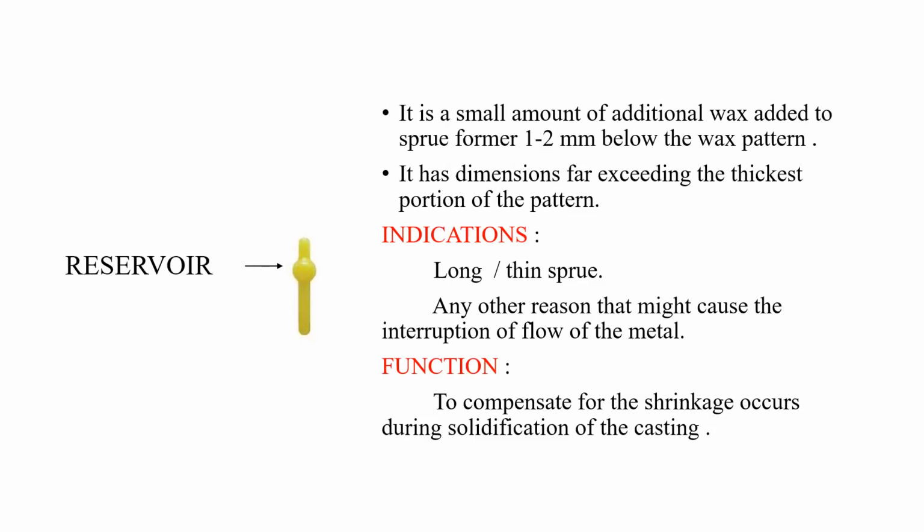So coming on to reservoir, it is a small amount of additional wax which is added to a sprue former 1 to 2 mm below the wax pattern. It has dimensions far exceeding the thickest portion of the wax pattern, and it should be indicated in cases of longer or thin sprues, and any other reason that might cause alteration of flow of the metal can require a reservoir. Its function is to compensate for the shrinkage which occurs during solidification of the casting.